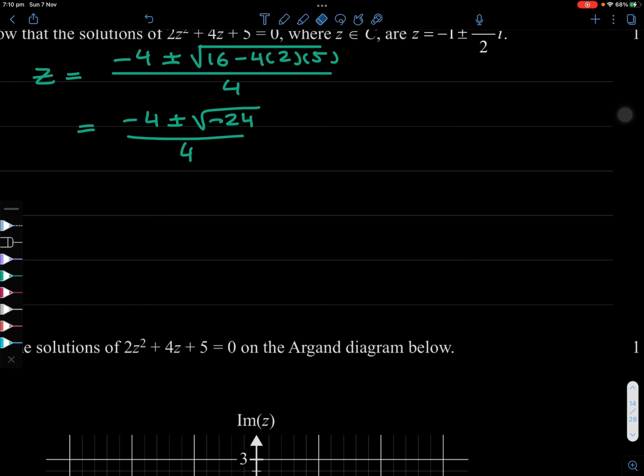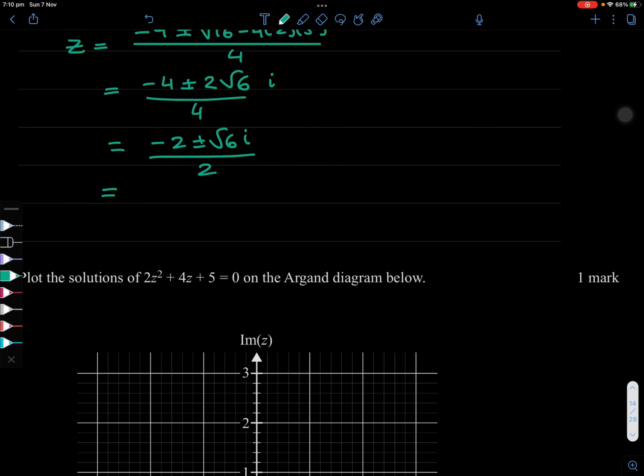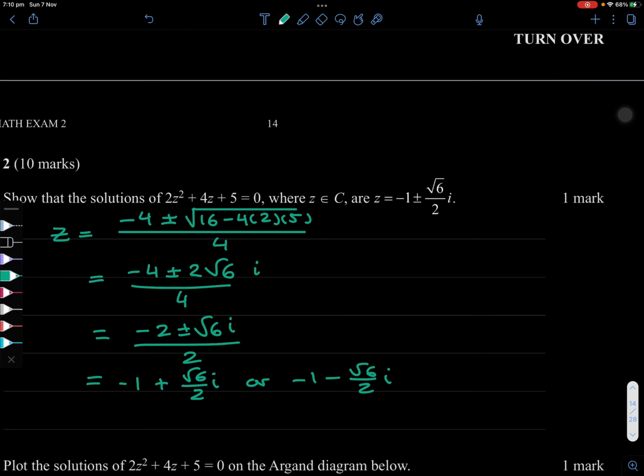All right, now getting that negative out of that square root gives us an i on the outside. I can rewrite that square root as root 6 times root 4. Root 4 is just 2, so I can write it as 2 root 6. And that simplifies to negative 2 plus or minus root 6 i on 2. And splitting this gives us negative 1 plus root 6 on 2 i, or negative 1 minus root 6 on 2 i. And they are our solutions.